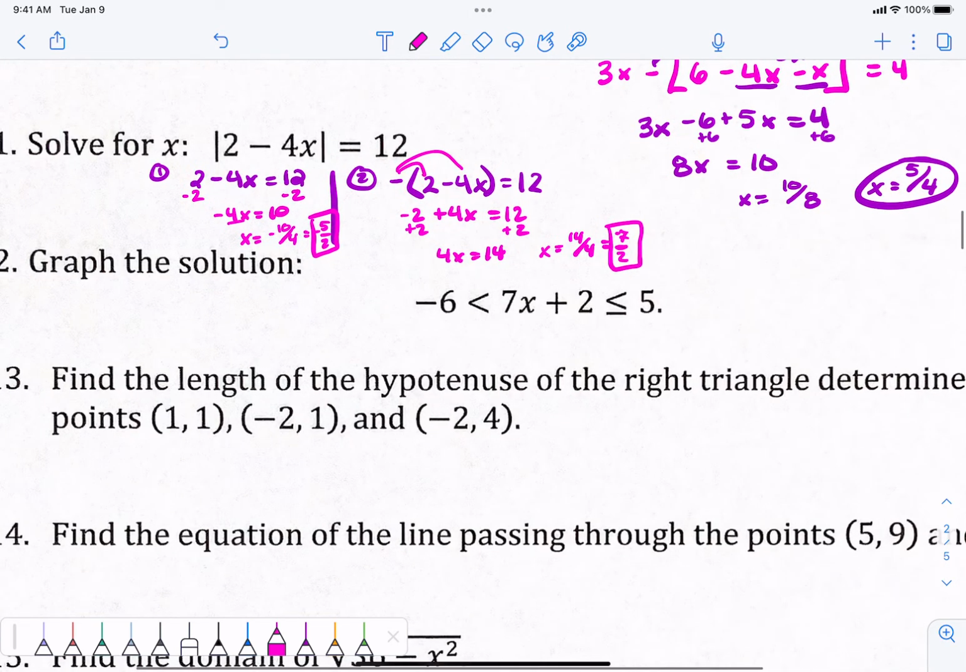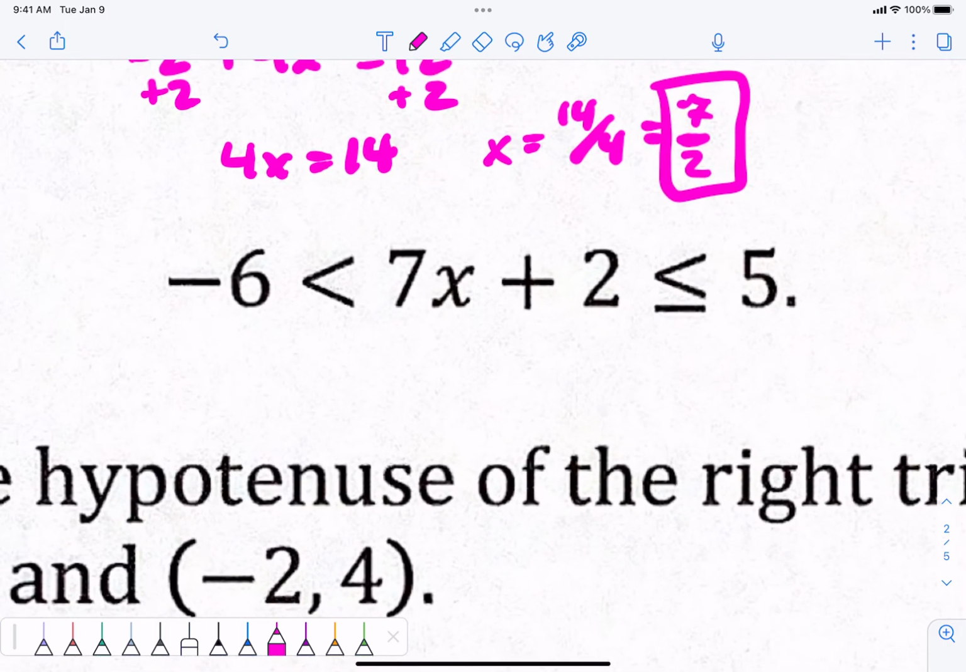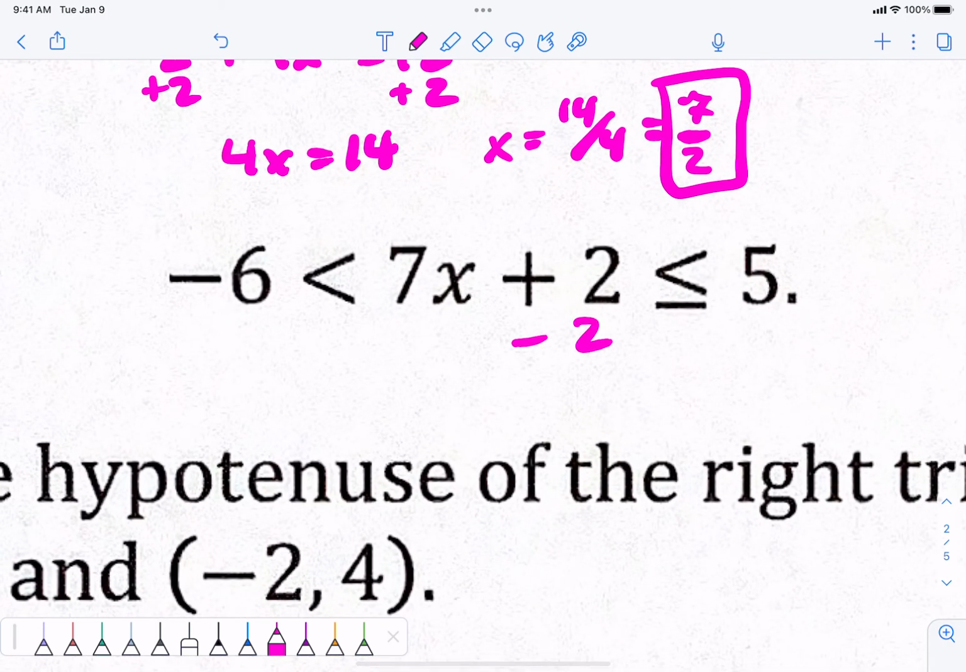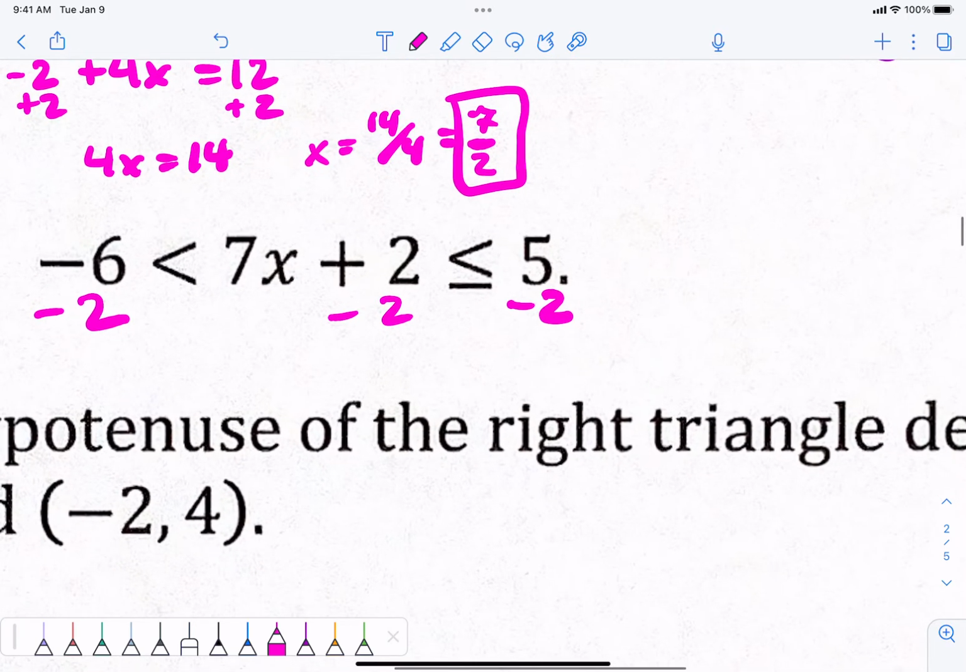Graph the solution. 2 cases. Now, this one technically, you don't have to, you could keep it like the same piece, Mallory. Why? Because we only have x's in the middle chunk. So technically what we could do here is subtract 2 here, subtract 2 here, subtract 2 here, right? We could work everything at the same time.